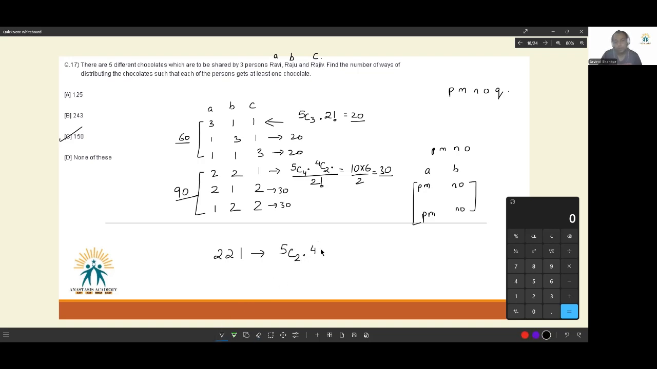Sorry, 5C2 into 3C2. First, I'm selecting 2 chocolates to be given to the first person. Then I'm selecting 2 chocolates out of the remaining 3 to be given to the second person. Then I divide this by 2 factorial, and then I have to multiply this by 2 factorial also in order to arrive at the final answer.